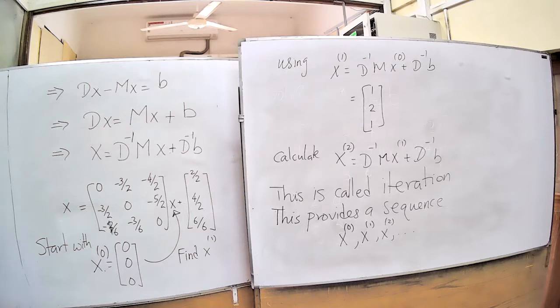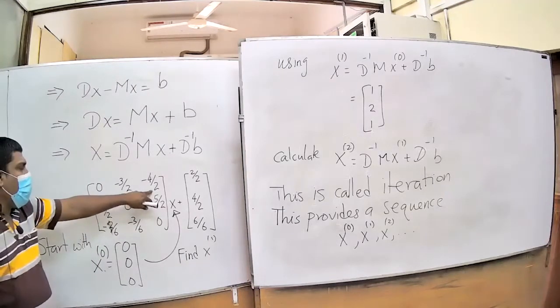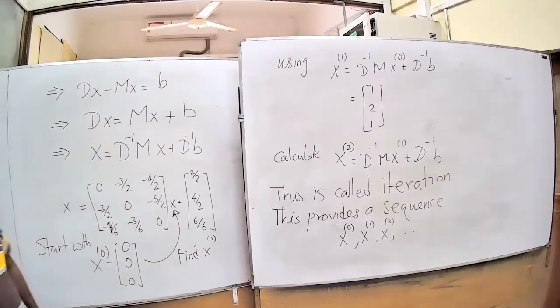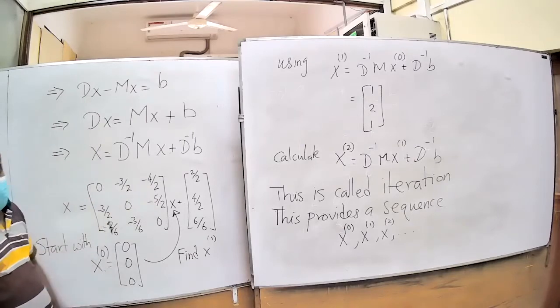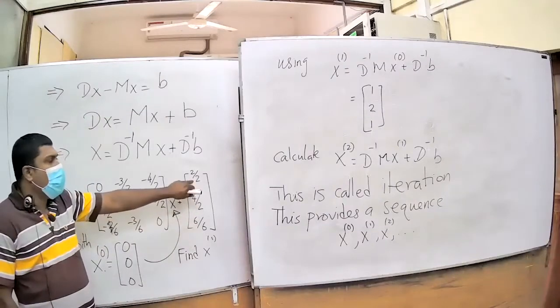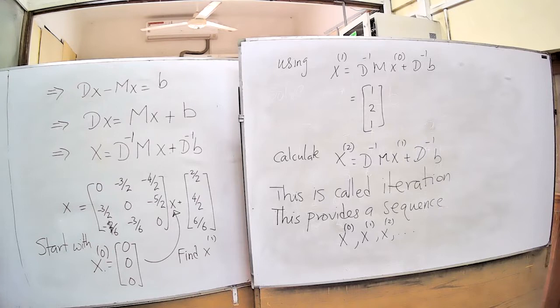So here, in this example, you can see that D inverse M is basically that row divided by the diagonal term, right? D inverse M is actually that row divided by the diagonal term. Similarly, D inverse B is again that component in B divided by the diagonal term, right? That is because you have diagonal terms as 2, 2 and 6.